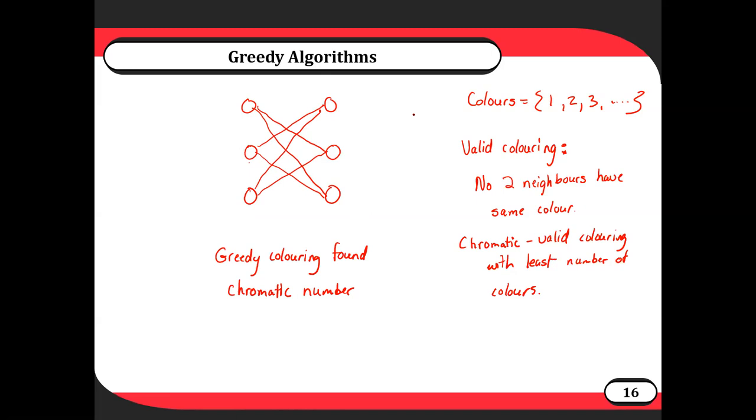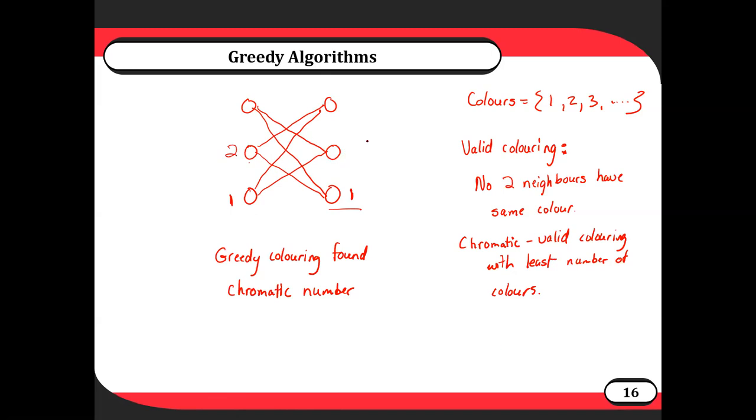So let's say I did a different order. I start with this guy the same. I color him one. But now I move to this guy over here to the right instead of up, and I see he's not next to anybody that's colored one, so I can also color him one. And then I go to the next level. If I look at this vertex, now that vertex is next to a vertex that's colored one, so I have to color it two. I take the next available color.